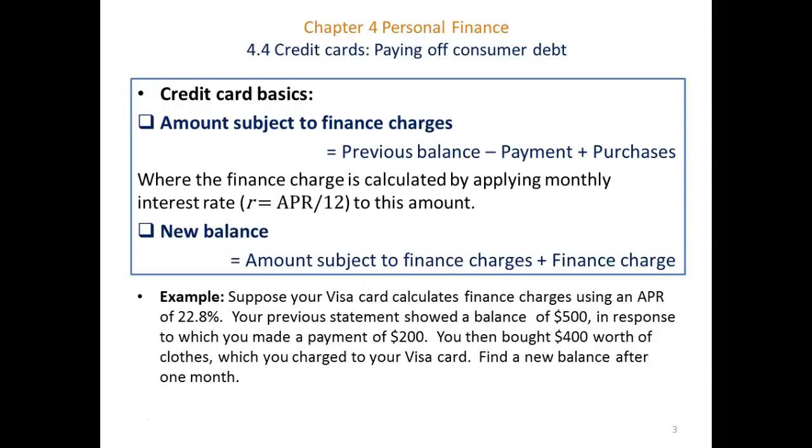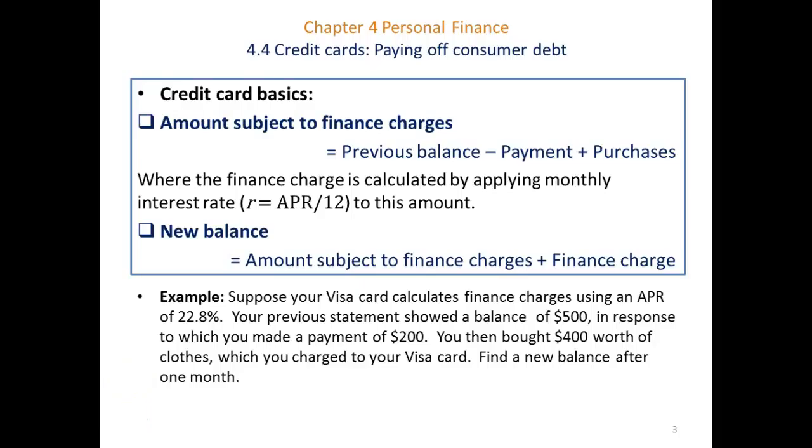Credit card basics. The amount subject to finance charges is equal to the previous balance minus payment plus purchases, where the finance charge is calculated by applying the monthly interest rate R, equal to APR divided by 12, to this amount. New balance equals the amount subject to finance charges plus the finance charge.